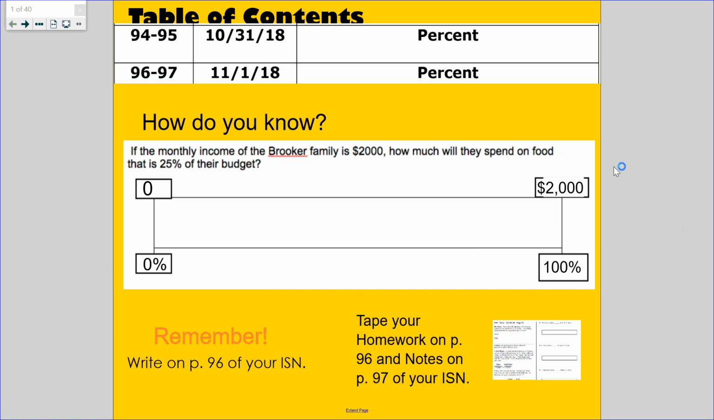Welcome. This lesson is over percent. So let's look at our number routine. So in our number routine, it says the following.